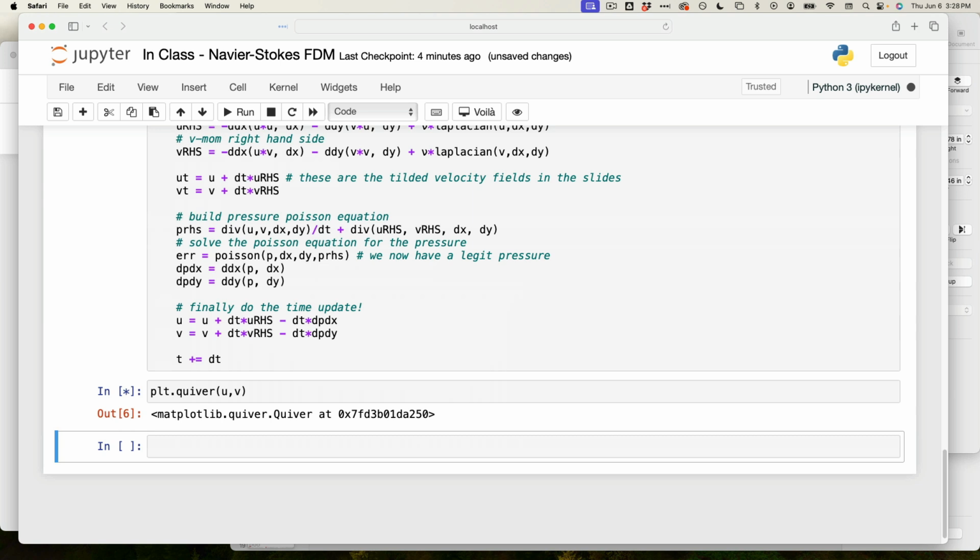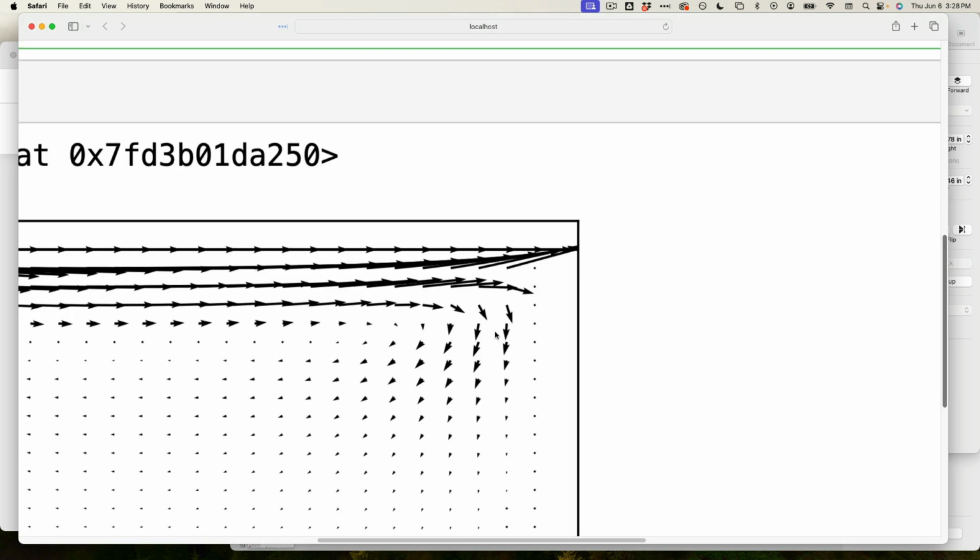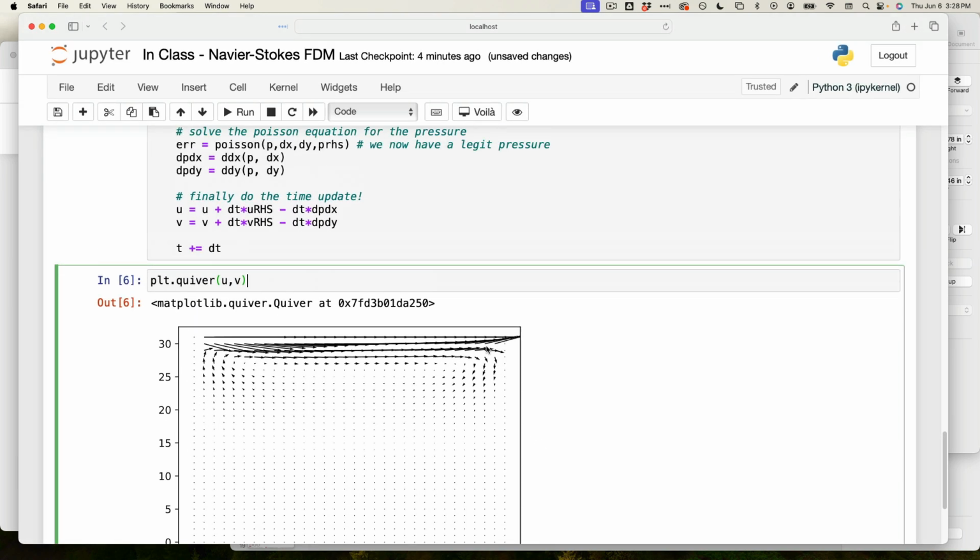Okay, what do you think is going to happen? Oh, look at that. It's starting to turn. Do you see how it's starting to turn over here because of that pressure field?